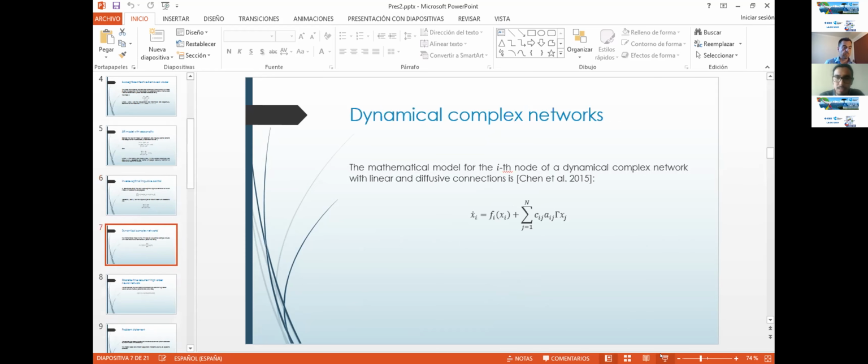And this is the dynamical complex network model for node I. And we have here the self-dynamics and the interaction with the other nodes. As I said, this is gamma, which is the inner connection matrix. We have A, which comes from the outer connection matrix. We have C, which is the connection strength.